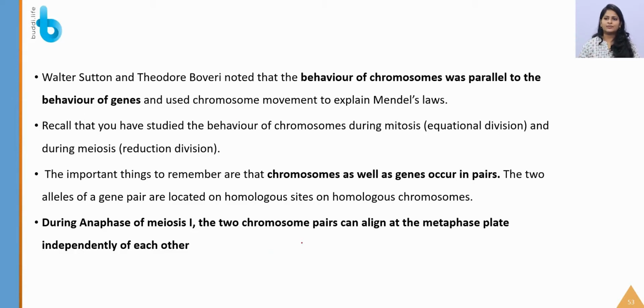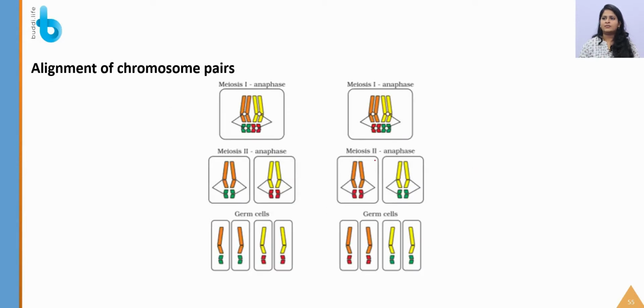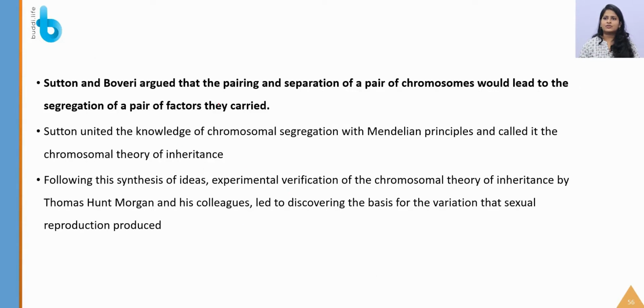During anaphase of meiosis 1, two chromosome pairs can align at the metaphase plate independent of each other. So you can see here how the germ cells are produced after meiosis 1 and meiosis 2. Sutton and Boveri argued that pairing and separation of a pair of chromosomes would lead to the segregation of the pair of factors that they carried. So again, this is also an important point to remember.